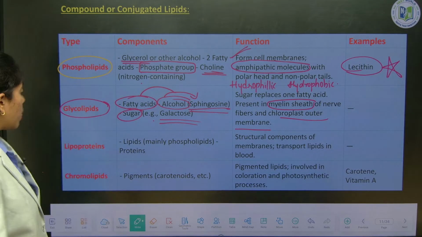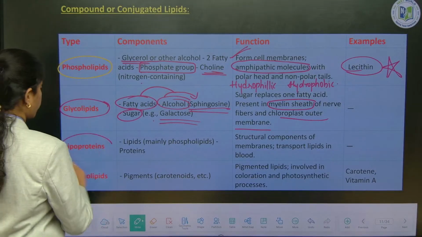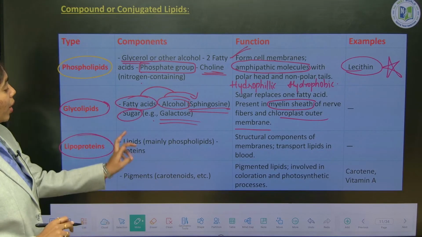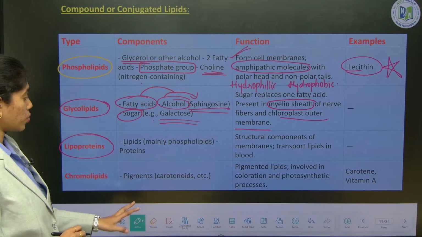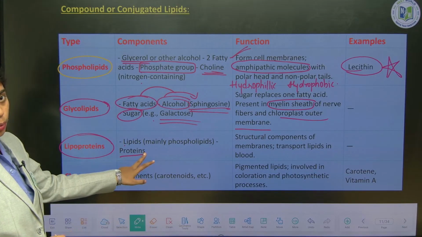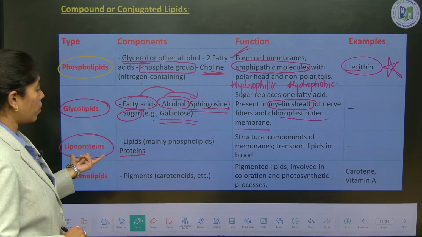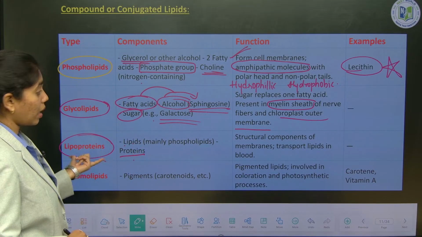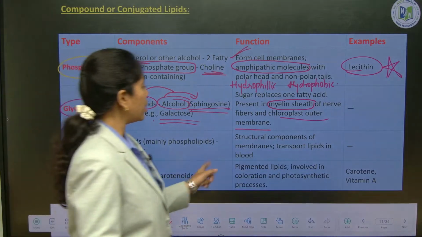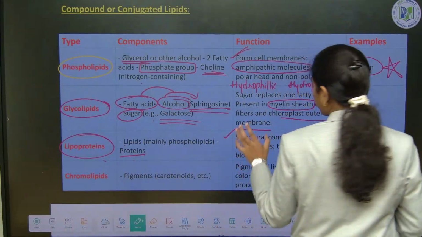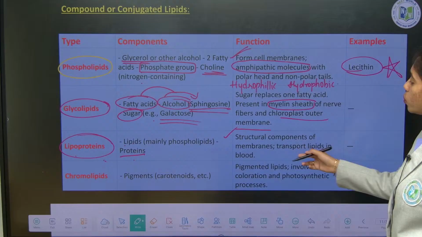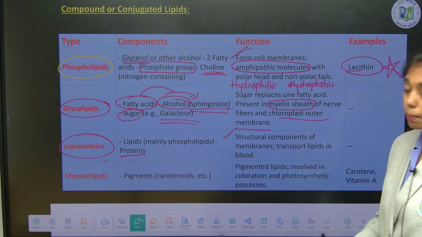Now, lipoproteins include what? Lipids, mainly phospholipids, and they have proteins. Lipids along with proteins. What conjugated lipid is it? Lipoprotein. They usually make up the structural component of the plasma membranes. They also transport lipids in the blood.